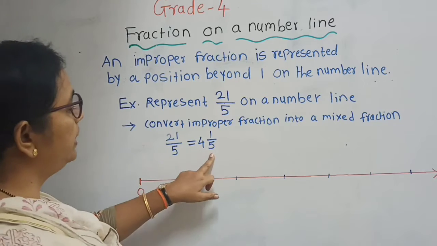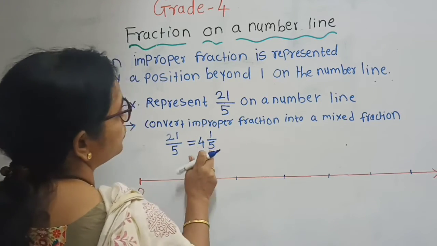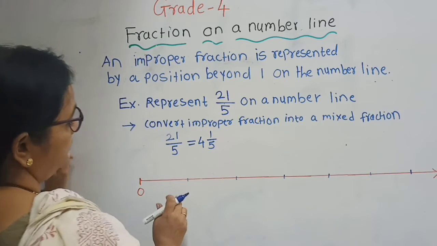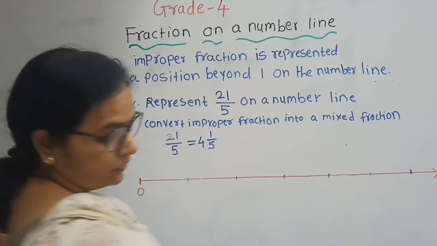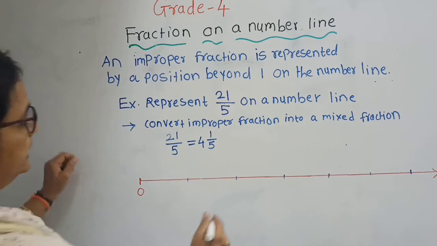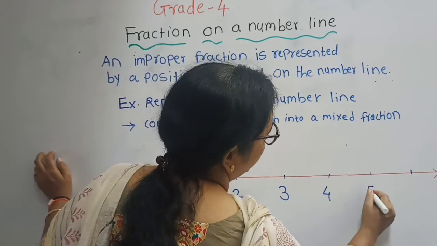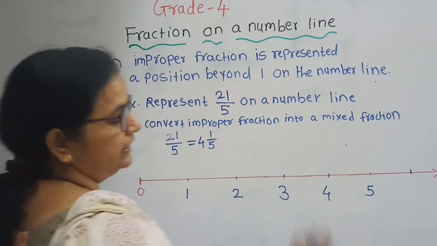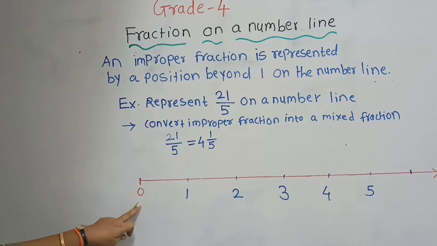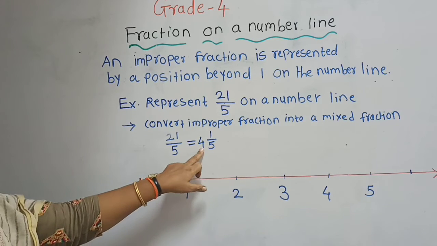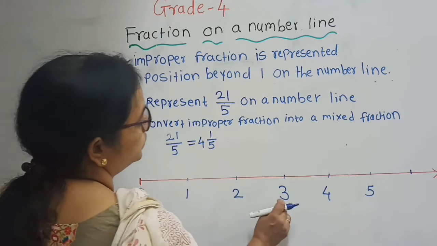Now we have to divide this line, or we have to show the denominator 5, which means 5 numbers. Okay, here 1, 2, 3, 4 and 5. So we have to write here numbers 1, 2, 3, 4, 5. You can write here 6, 7, 8, unlimited numbers. Okay, now first we have to see, starting from 0, we have to move the whole part first. Whole means 4. Okay, so 1, 2, 3 and 4.